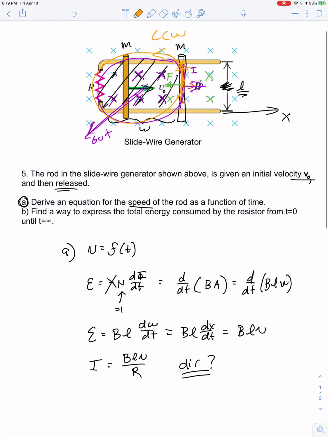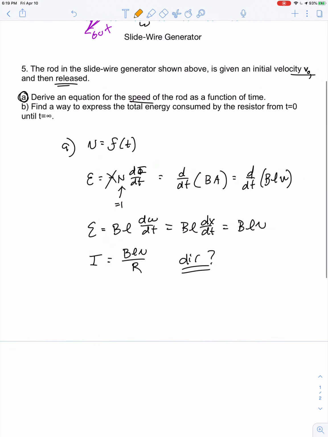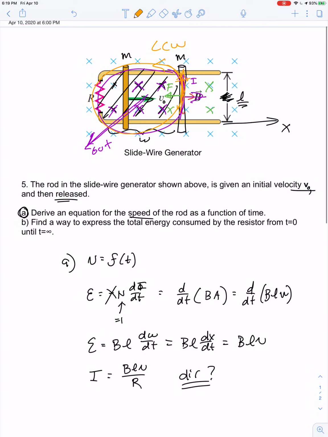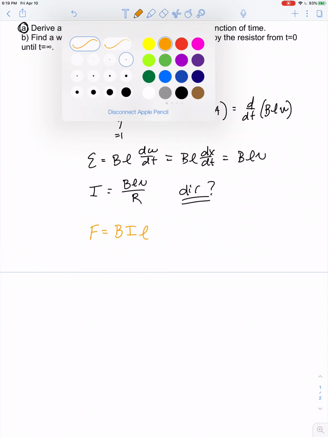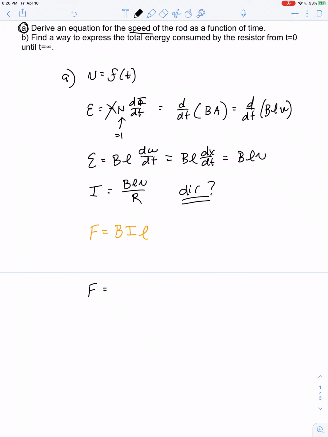Okay, so in any case, the current is BLV over R, and so that force of resistance that opposes the velocity of the rod can be found. We know F equals BIL. So how about force is equal to B, and then we'll substitute in place of I, BLV over R, and then that's multiplied by L, right?